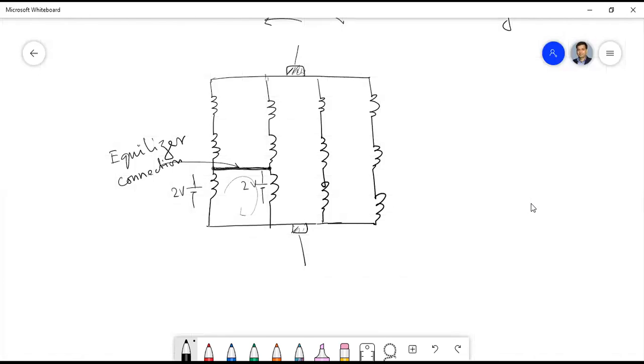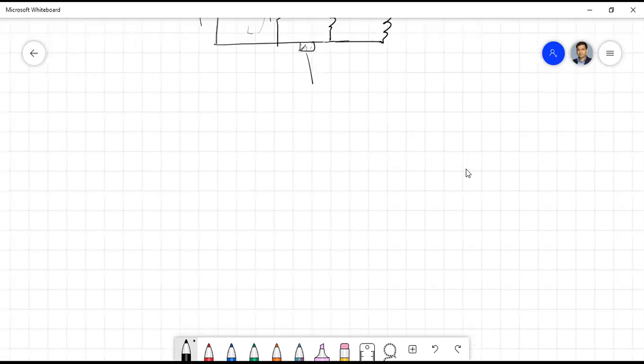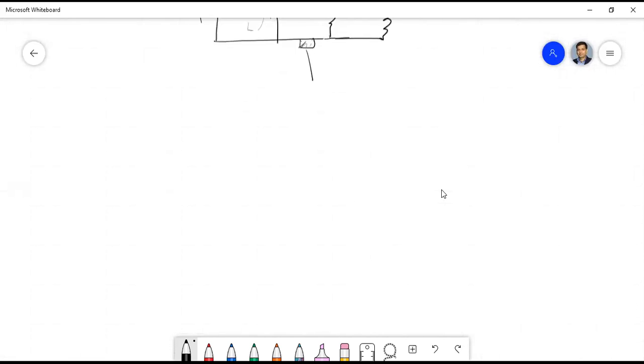Now go back to our discussion. So this is about the equalizer connection. One more thing I told you last day, though it is not there in detail in your syllabus: another type of winding is there, apart from wave and lap winding. It is called the frog leg winding, though it is rarely used because of the complexity of this winding.